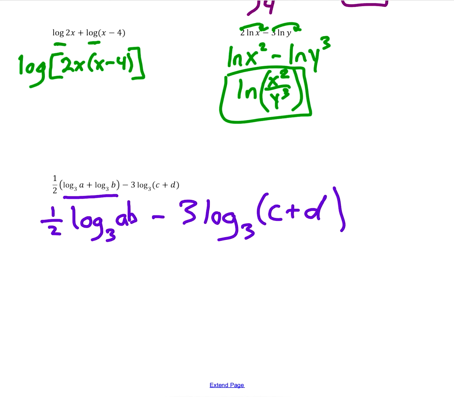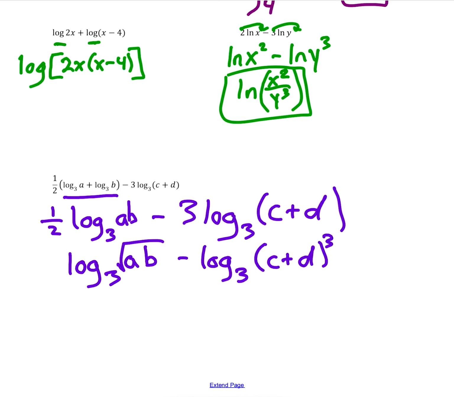Alright, so now I have coefficients on each of my logs. I can write those as the exponents. So that'd be log base 3 of ab, and then you could write to the 1/2, but you're going to want to write it after that as a square root to completely condense it. So I'm just going to write it right now as the square root of ab minus log base 3 of c plus d to the third.